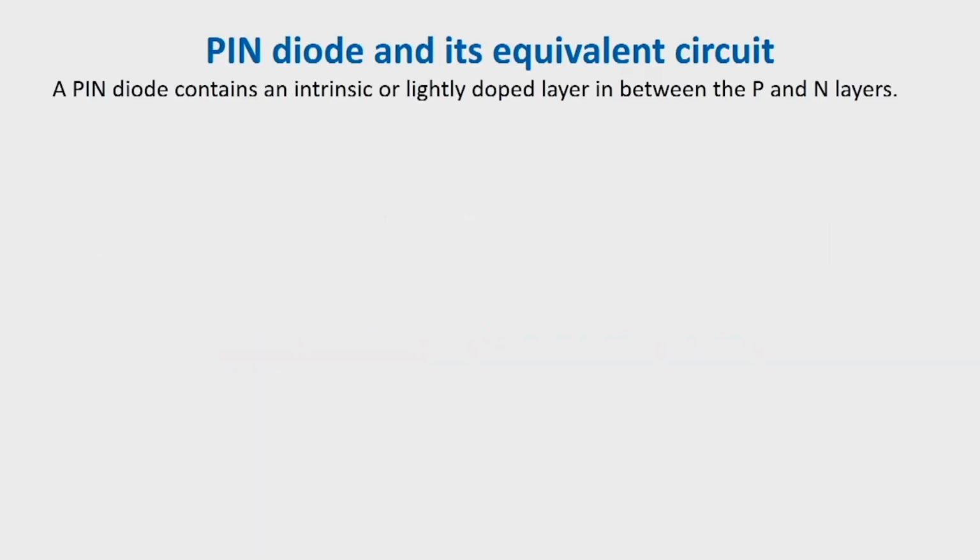In this lecture, we discuss PIN diodes and control circuits. So, a PIN diode contains an intrinsic or lightly doped layer in between P and N layers, and that is why the name of this diode is PIN.